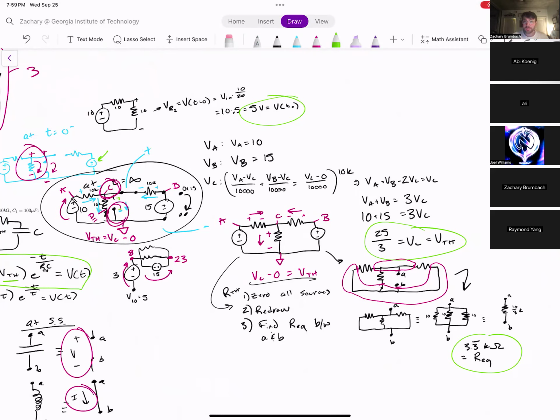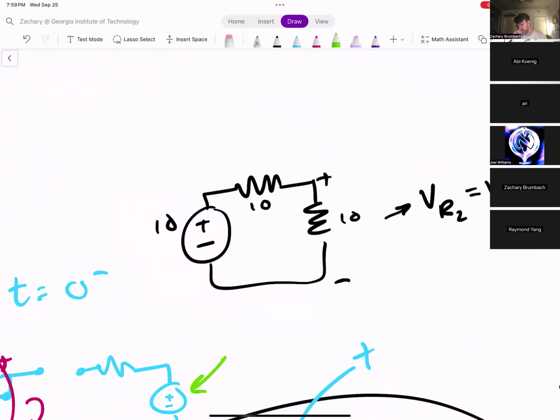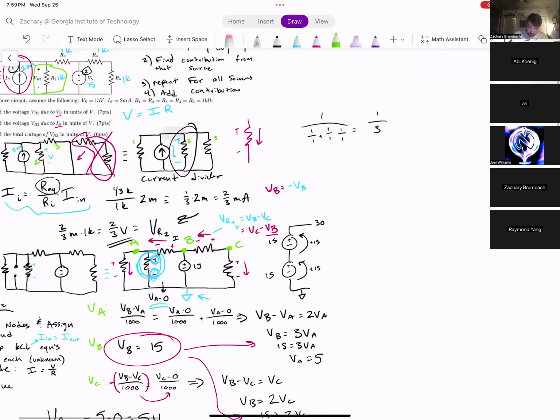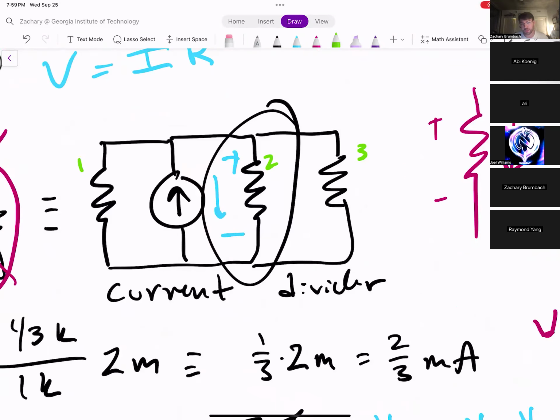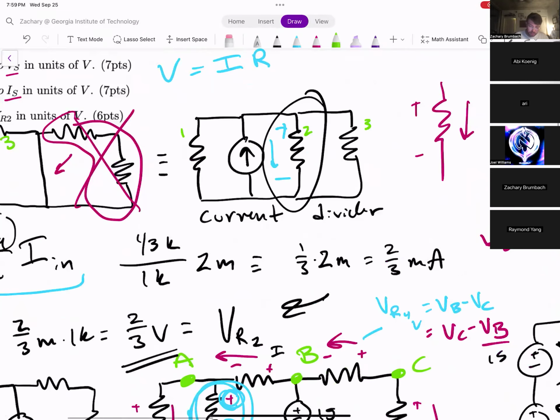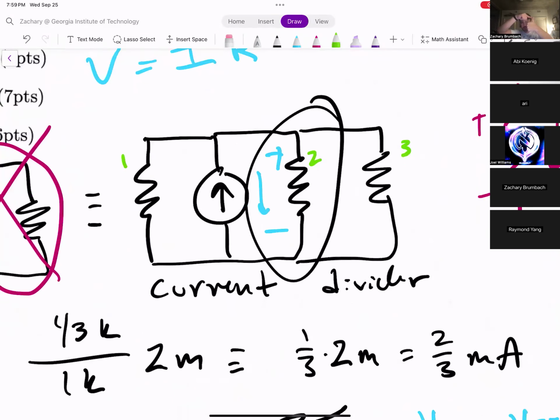How do you know when to use voltage divider versus current divider? They just have a nice, pretty form that you'll see every time. This is always a voltage divider: voltage source, series resistors. Done. Current divider will always look exactly the same, which we saw earlier: current source, parallel resistors. Voltage source in series, that's a voltage divider. Current source, parallel resistors, current divider. Okay. Make sense? Can you say that one more time? Yeah. So current source, parallel resistors, current divider.